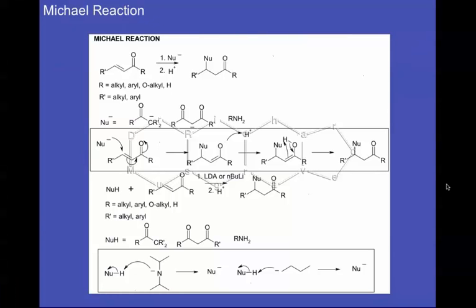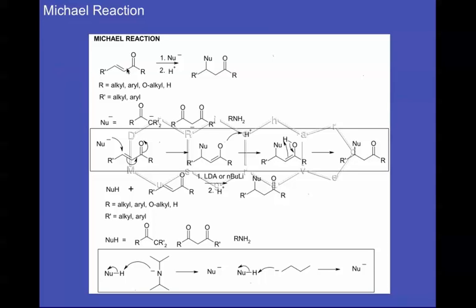Alright, let's take a look now at the Michael reaction. Now the Michael reaction is a 1,4 addition to an alpha-beta unsaturated dicarbonyl system, very similar to one we've looked at earlier. And what we're looking at here is the attack of a nucleophile, and it's going to be at this position, and we end up, if you look at the pattern, we get the nucleophile attached at this carbon and we've lost the double bond.